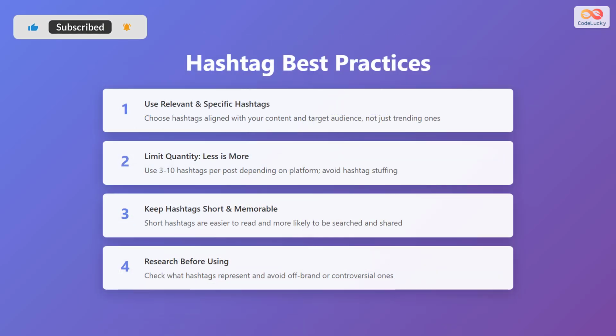To use hashtags effectively, follow these 4 best practices. First, use relevant and specific hashtags aligned with your content and target audience, not just trending ones that have nothing to do with your post. Second, limit quantity. Less is more when it comes to hashtags. Use 3 to 10 hashtags depending on the platform and avoid hashtag stuffing, which is when you overload a post with too many hashtags. Third, keep hashtags short and memorable. Short hashtags are easier to read, more likely to be searched, and easier for people to share. Finally, research before using a hashtag. Check what it represents and avoid off-brand or controversial hashtags that could damage your reputation or message.